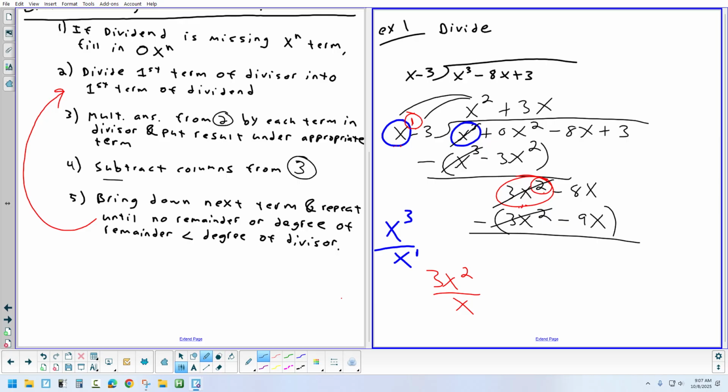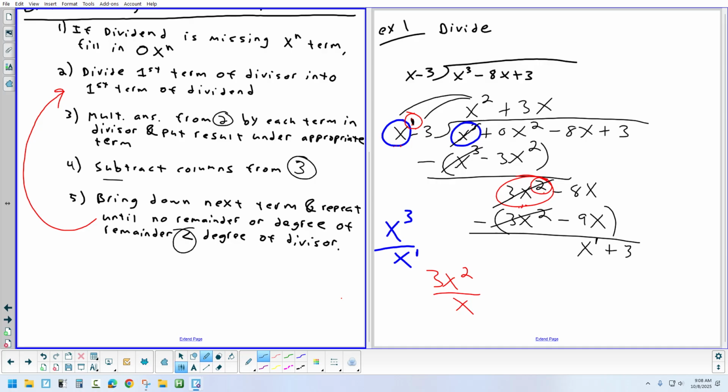What's negative 8x minus negative 9x? Negative 17x. Careful, that would be negative 8 minus 9x. Just x. That's negative 8x plus 9x, which is 1x. Bring down your next term. Exponent here is a 1. Exponent here is a 1. You got to keep going until the one on the inside is smaller. So we got to do one more time.